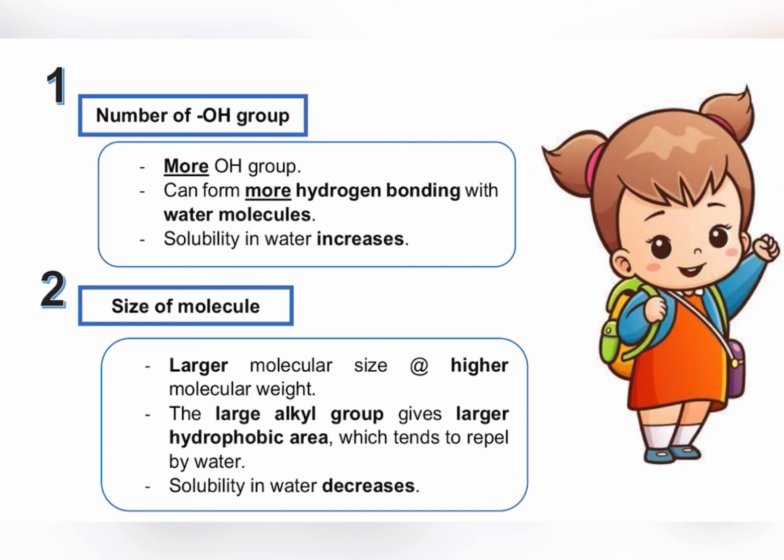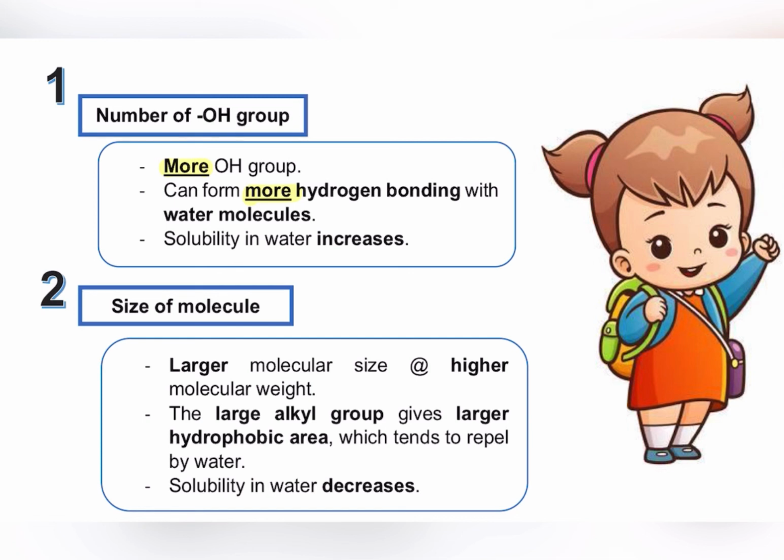Usually we look at the first one first, the number of OH groups. If you have more hydroxyl groups in the structure, it can form more hydrogen bonding with water molecules. That makes the solubility in water increase. So if you have a compound with more hydroxyl groups, it can form more hydrogen bonding with water molecules. So that is the first factor.